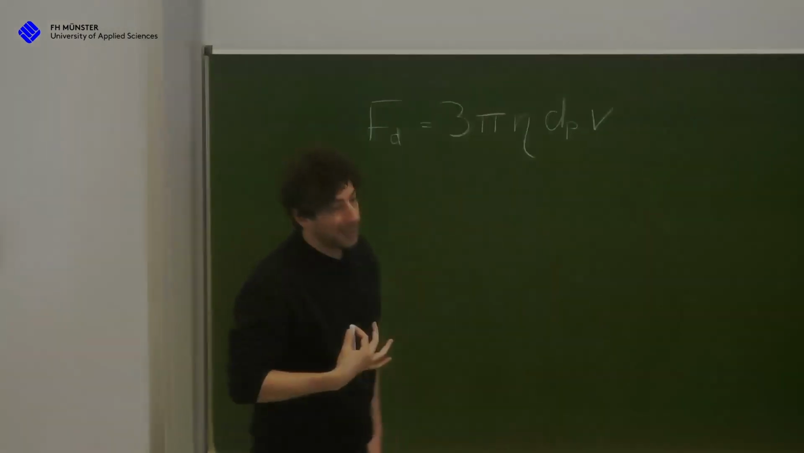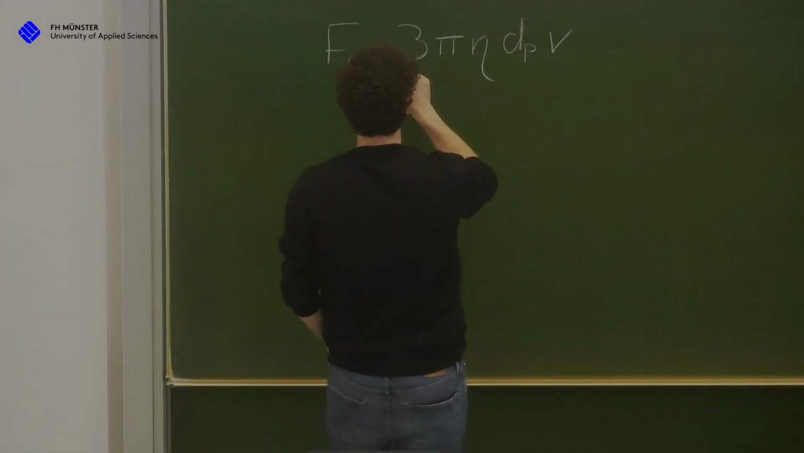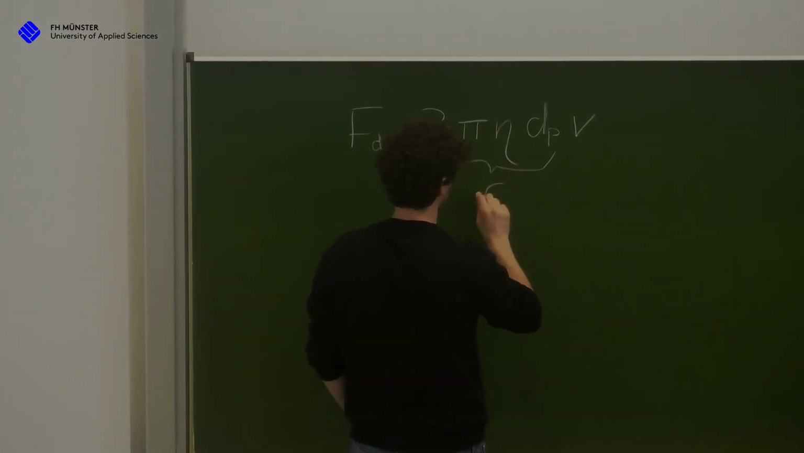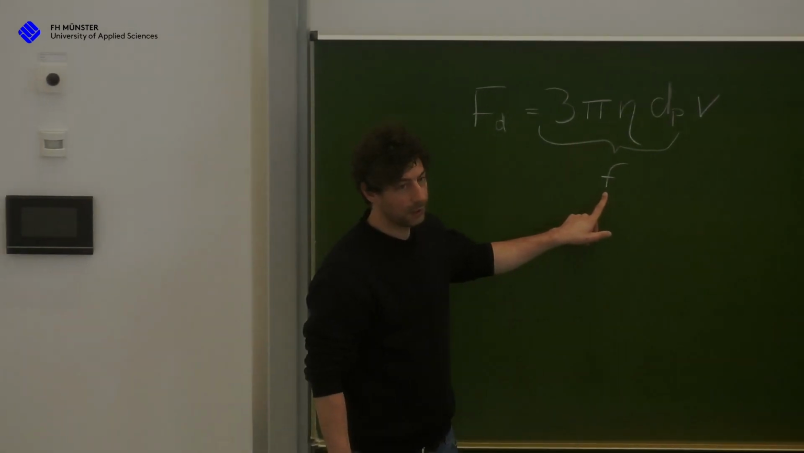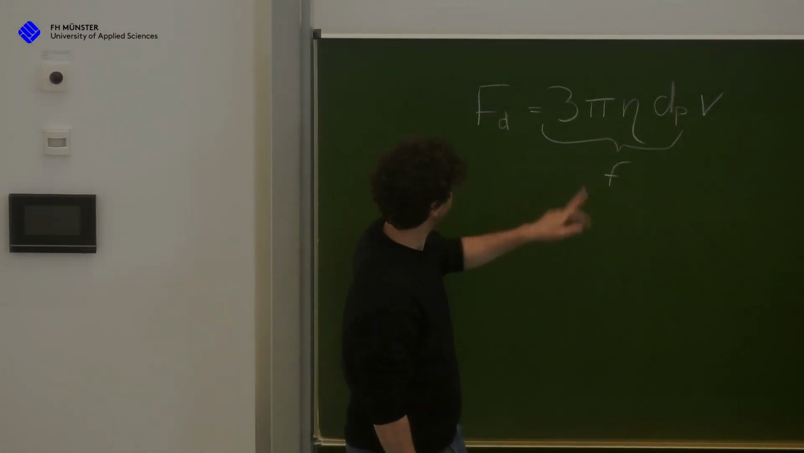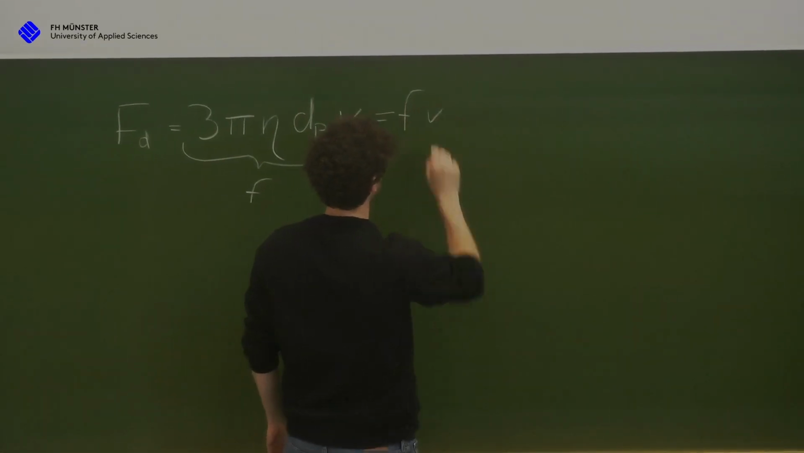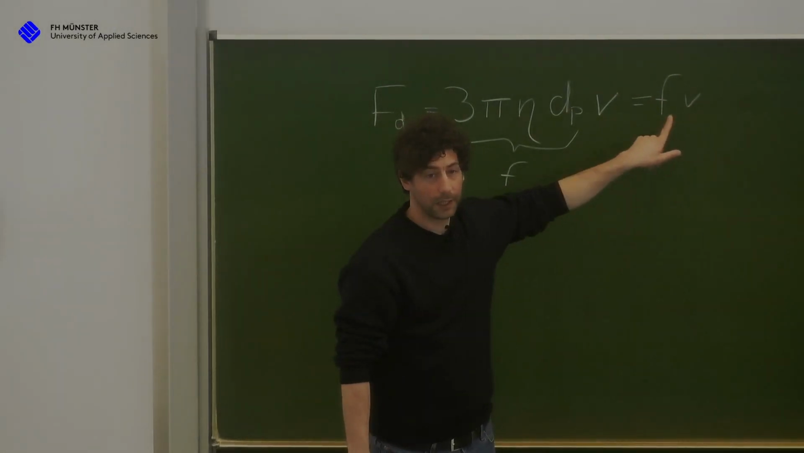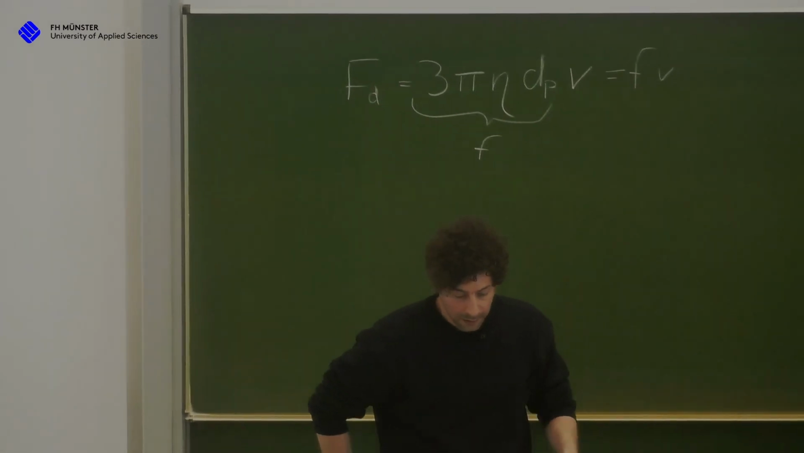And there is a common simplification of this equation. And this is the drag coefficient, okay? Small f. And then this equation is very simple, okay? So we have a variable and we have a drag coefficient. That's it. Very simple equation. We will need this later. This is why I would like to introduce it here.